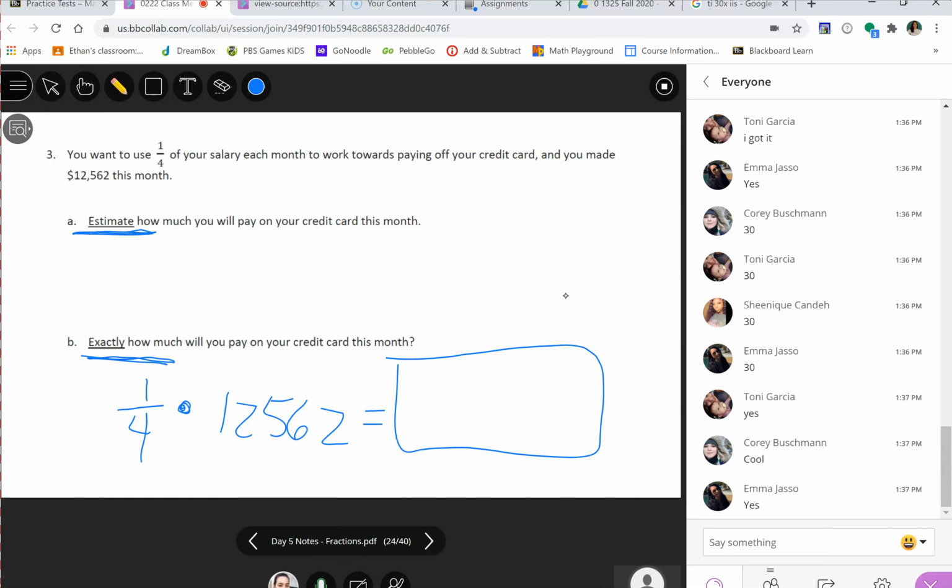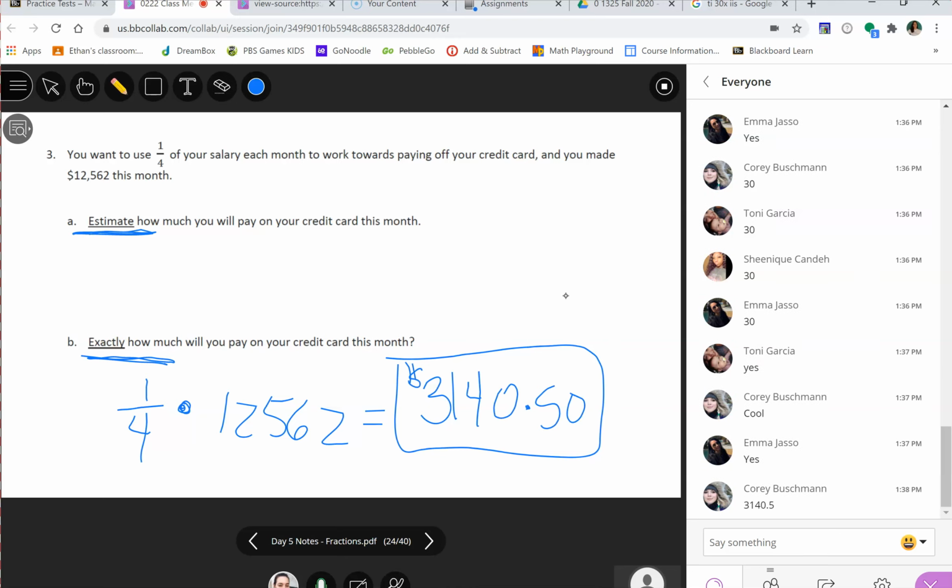So on your calculator, go ahead and type that in. And I got 3140.5. So yeah, that's it. And they'll make you write it as money. So make sure you change it to 50 cents. If you put 0.5, I think they count it wrong. They say your answer is correct, but not in the right format or something annoying.